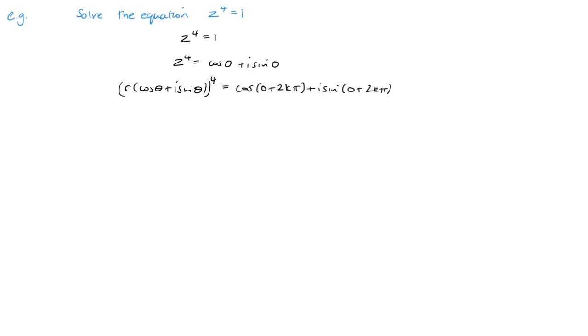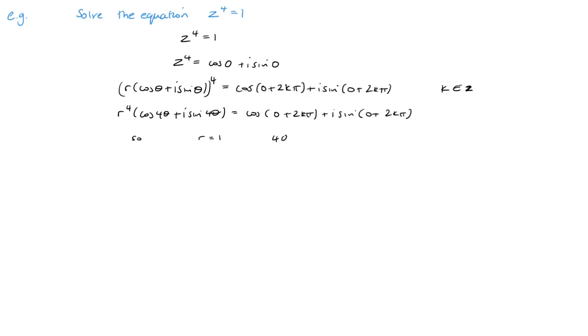Now, for the left-hand side, I'm going to apply De Moivre's theorem. So this is going to become r to the power 4 times cos 4 theta plus i sine 4 theta, and the right-hand side is staying the same at the moment. And of course k is an element of the integers, but you don't need to worry about that. So what we've got here is r to the power 4 equals 1, which gives me that r equals 1.